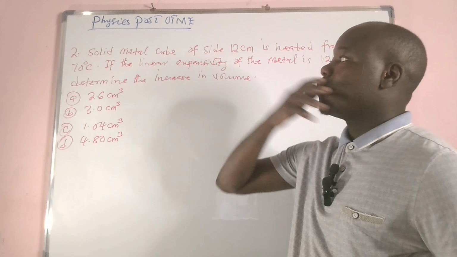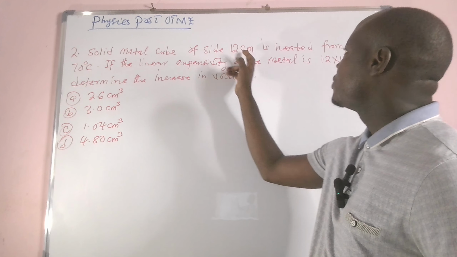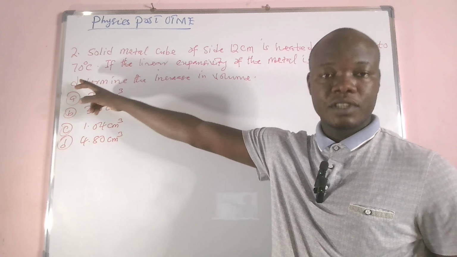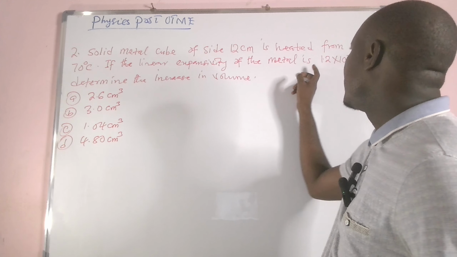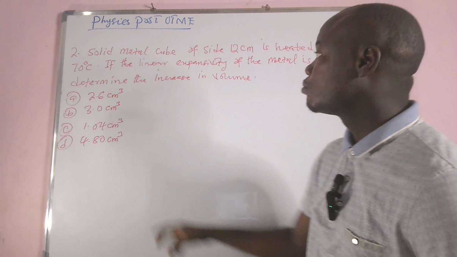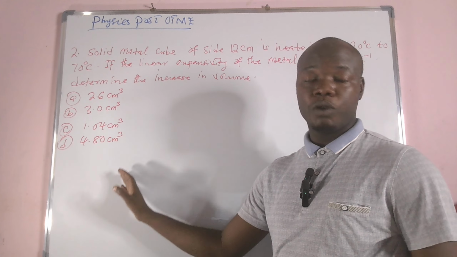So here we have another question to answer. A solid metal cube of size 12 centimeter is heated from 20 degrees centigrade to 70 degrees centigrade. If the linear expansivity of the metal is 1.2 times 10 to the power of minus 5 per Kelvin, determine the increase in volume.